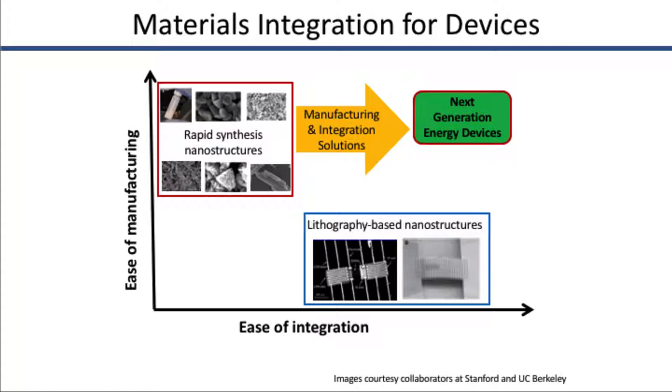But the challenge was these rapidly synthesized materials that were easier to manufacture were much harder to integrate into devices. And so ones where we could use a lithography-based approach, we could integrate nanostructures into devices more effectively, but they took a lot longer to make. They weren't as easy to manufacture. And so what I saw was that we actually needed a way to bring those together, that the next generation energy devices were going to require manufacturing and integration solutions to get these new energy materials into devices.